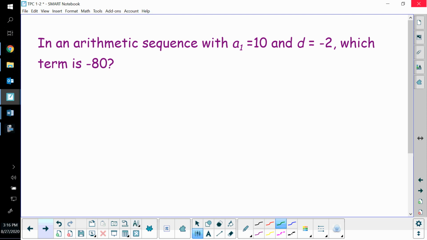All right, in an arithmetic sequence, we know we're dealing with our an equals a1 plus n minus 1 times d. They tell us a1, they tell us d. Which term is negative 80? So we need to know, is it the third term, the fifth term, the 70th term? Well, whatever has that little th or st after it, that's always the n. So we don't know the n, meaning we should know everything else, meaning the an is negative 80.